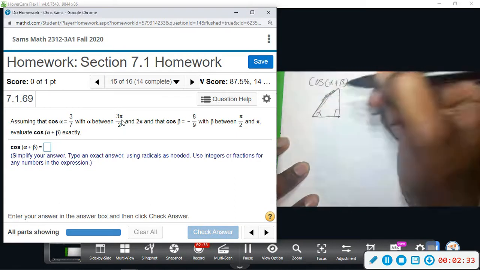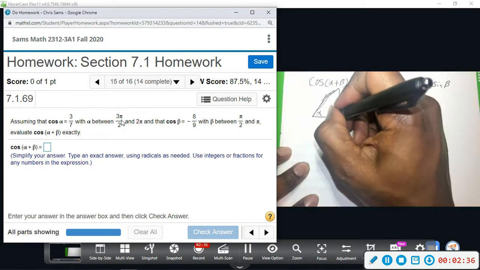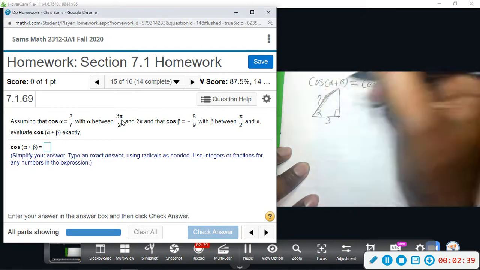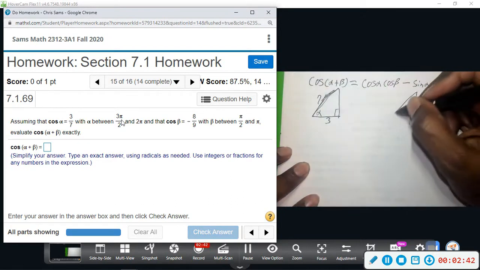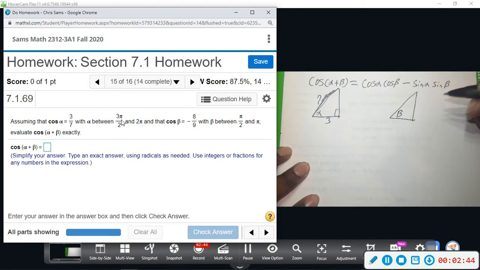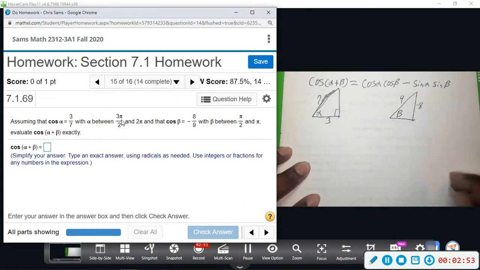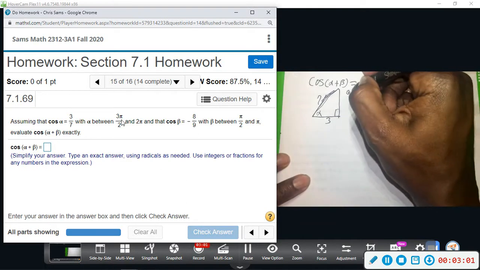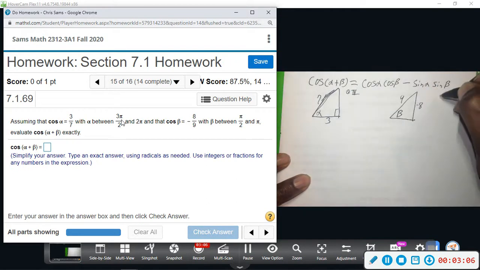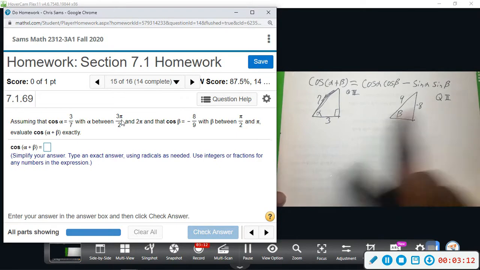We're going to call this angle alpha, and cosine of alpha is 3 over 7. And then I'm going to do another one, and this one is going to be beta, and that one was 8 over 9, and it was negative. I'll just let that one be negative. It doesn't matter right now, but I just need to know what quadrant we're in. So this one was in quadrant 4, so that lets me know sine is negative. This one was in quadrant 2, so sine is positive in that one.